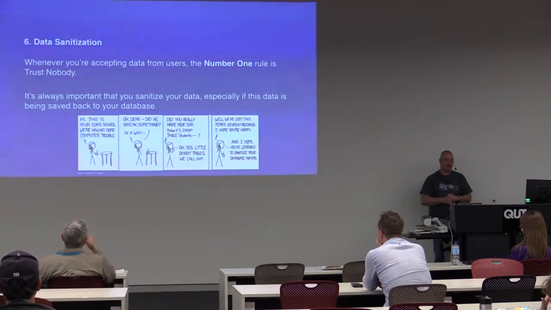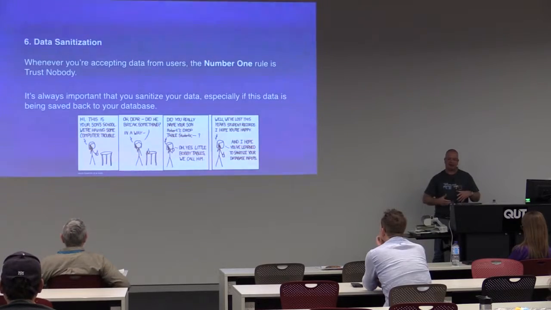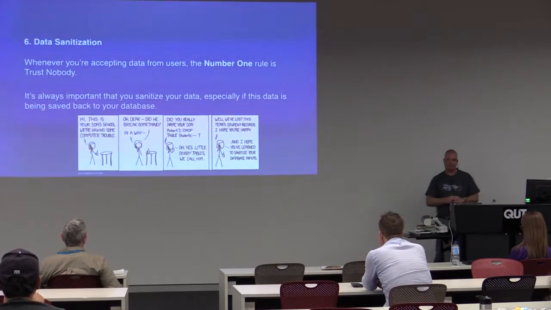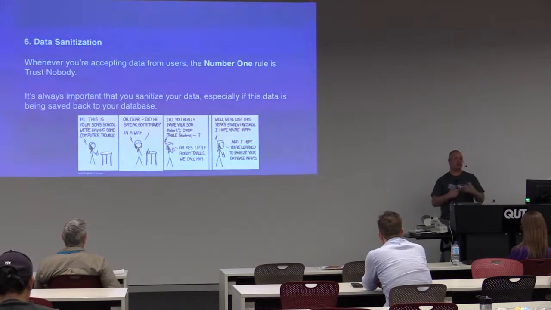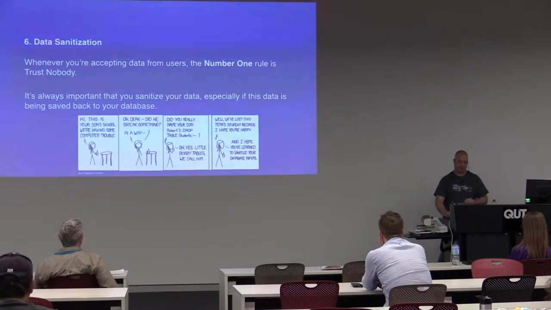Whenever you're accepting data from users, the number one rule is trust nobody. It's always important that you sanitize your data, especially if that data is being saved back to your database. As I mentioned earlier, it's worth mentioning again. If you're submitting a theme to the WordPress.org theme directory, it's part of their requirement that every setting must specify a sanitization function. If you're using the Theme Check plugin, which you should be if you're submitting a theme, it will actually prompt you if you've missed that out. It will come up as an error.